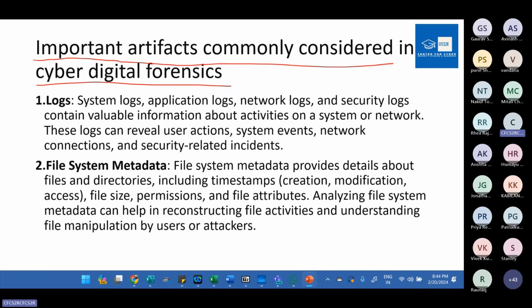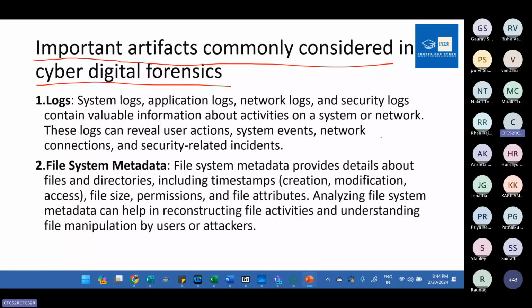Sir, I was asking about the DPDP. What exactly is it? We can have a detailed session on that. DPDP is a different privacy matter, a totally different part, and it is not directly related to forensics. So we will take a session on that, not an issue.